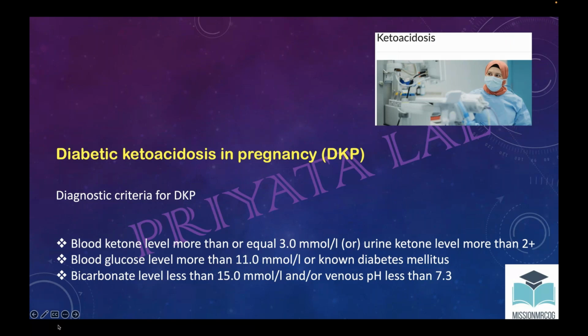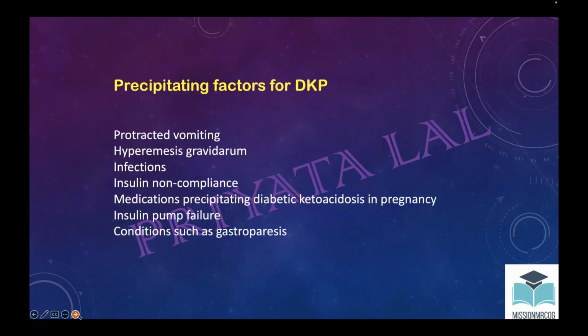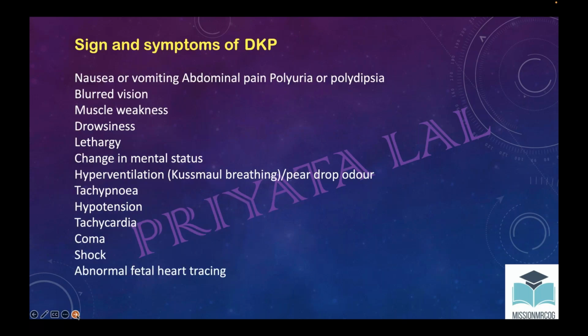Apart from this, what are the precipitating factors for diabetic ketoacidosis? If the patient has too much vomiting, or hyperemesis gravidarum, if infection is there, or the patient is non-compliant. That means whatever insulin we have advised them to take, they're not taking. Any medication that provokes it, insulin pump failure, that means the patient doesn't know and is not getting insulin. There had been hyperglycemia, or conditions like gastroparesis.